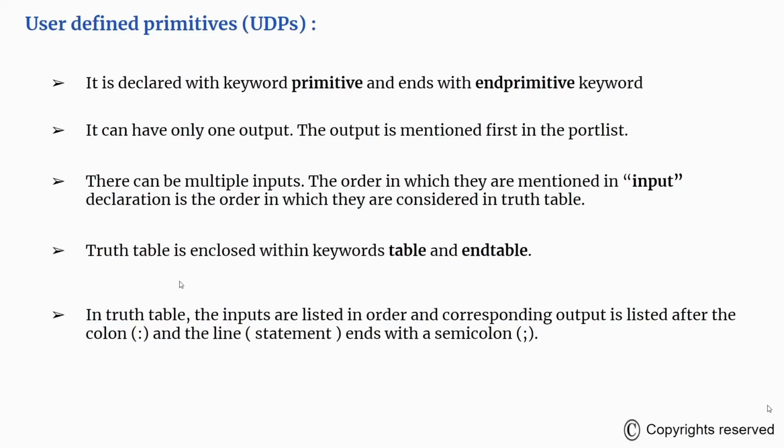We are defining this primitive with a truth table. The truth table is enclosed with the keywords table and endtable. In the truth table, we will list all the inputs in order and use a colon to separate input and output. We will put inputs first, then a colon, and after that the corresponding output in our code. And as we know, all statements end with a semicolon.